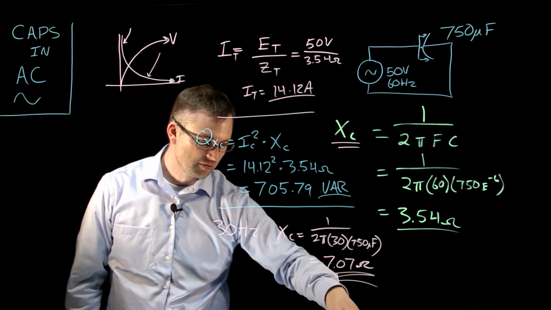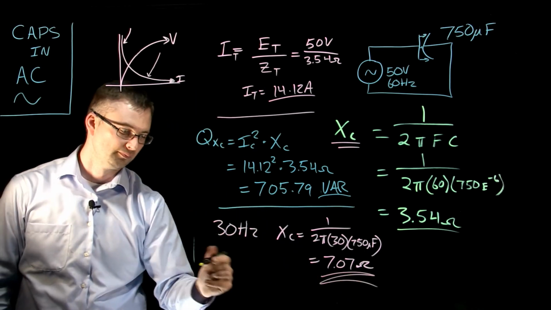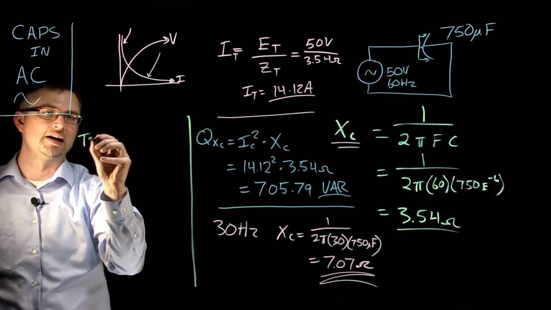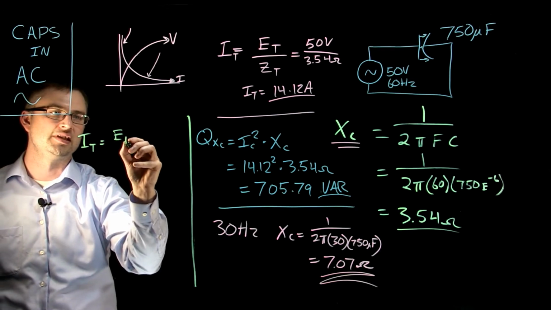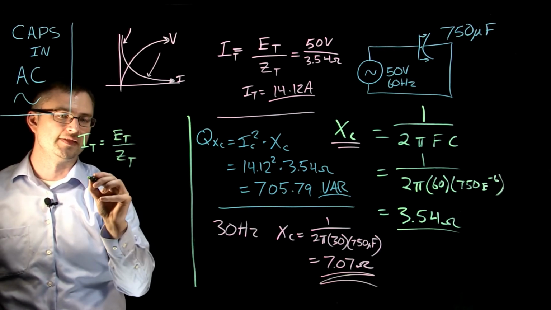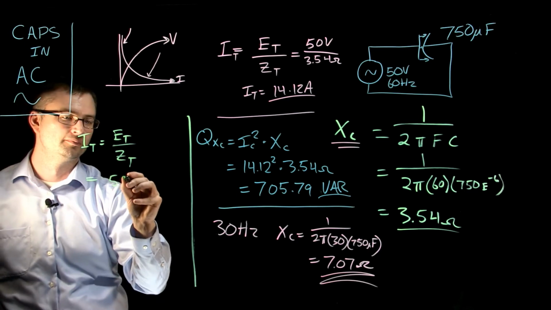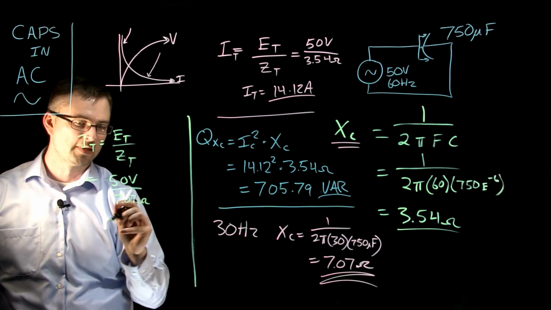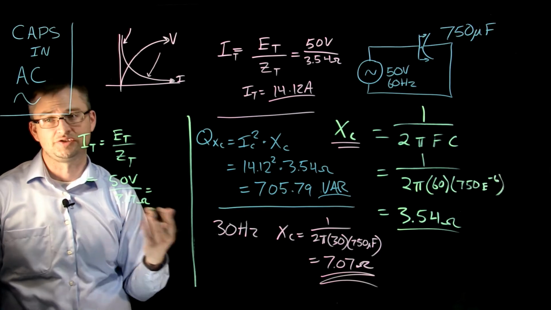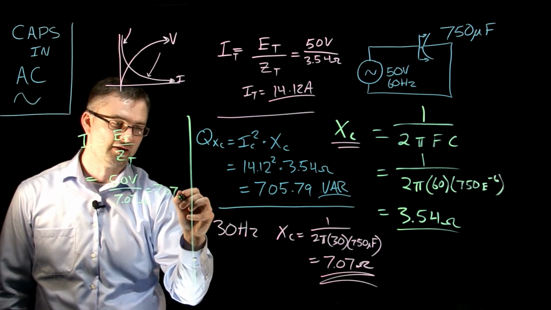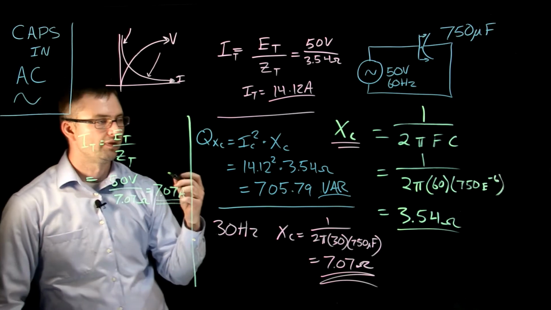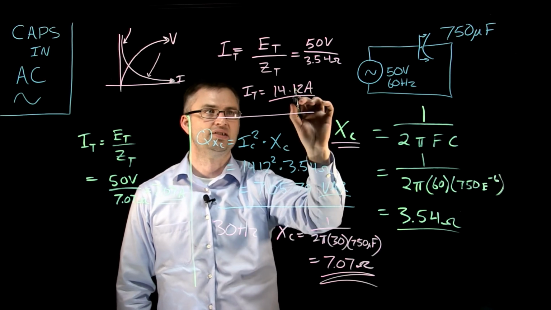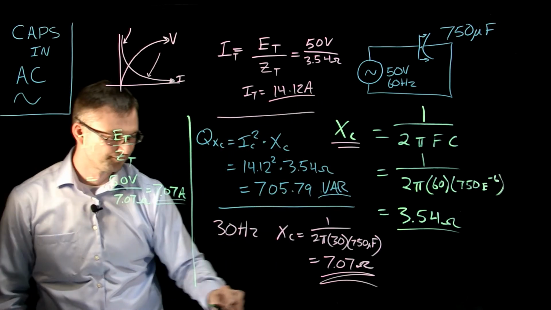So let's figure out what the new amount of current is. How about we try a marker that isn't dry? Here we go. So the new I total is going to be based on the new E total over the new Z total, and that is going to be 50 volts divided by our 7.07, and we get a new current of what actually ends up being 7.07 amps. Okay, so we got a much higher current, or sorry, lower current than we did here. Much higher current at 60 hertz, much lower current at 30 hertz.